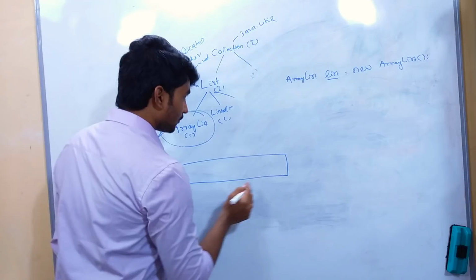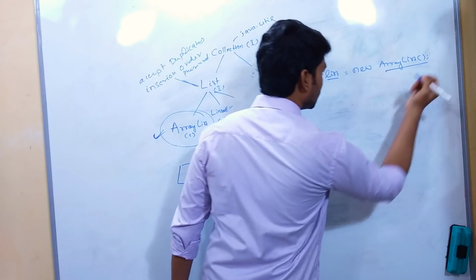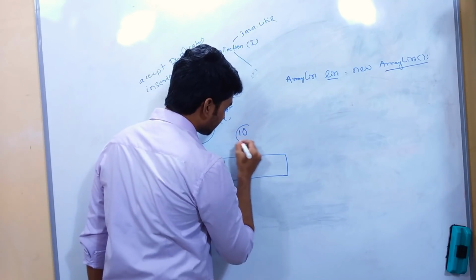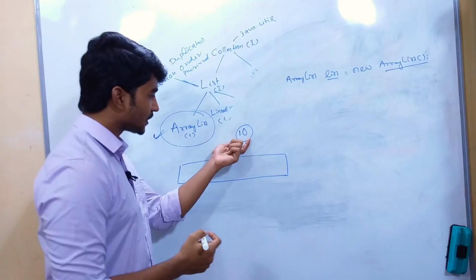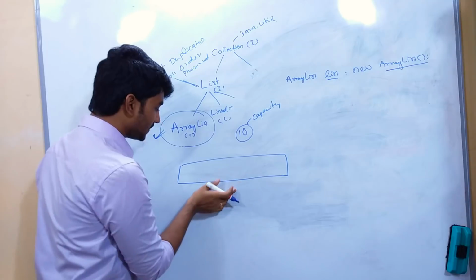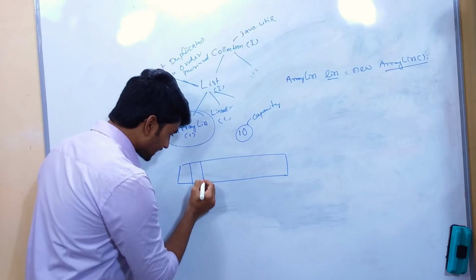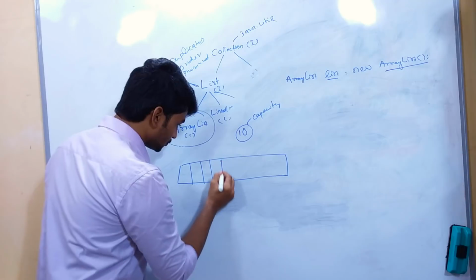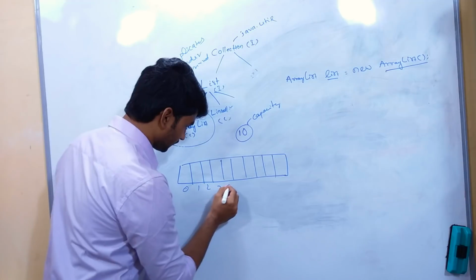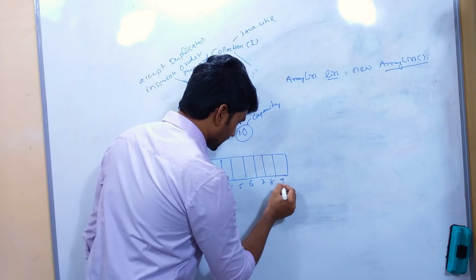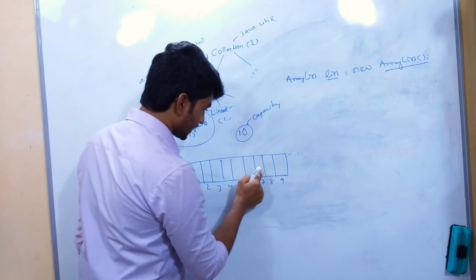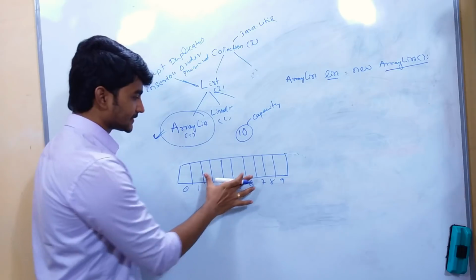You have to remember, whenever you are using this default constructor, the size of this array will be 10. This is called capacity. So the capacity of this array will be 10. That means 10 indexes will be created. So 0, 1, 2, 3, 4, 5, 6, 7, 8, 9. Oh, sorry, 0 to 9 is 10, right? 1, 2, 3, 4, 5, 6, 7, 8, 9, 10. So 10 indexes will be created here.